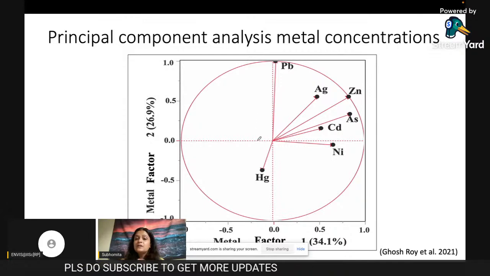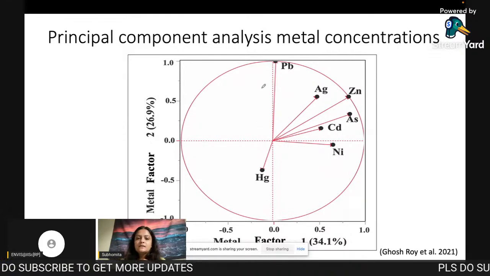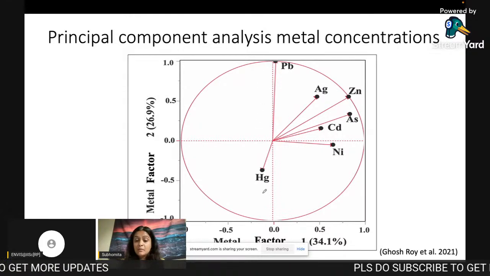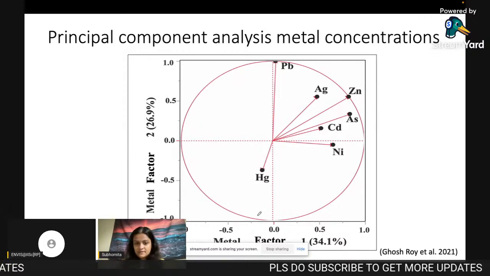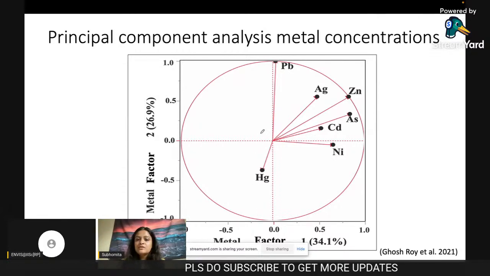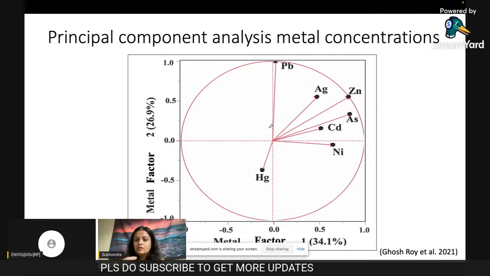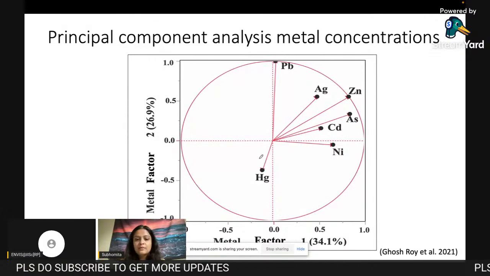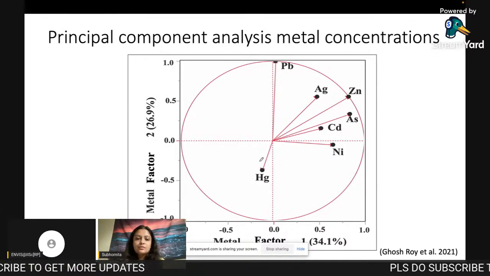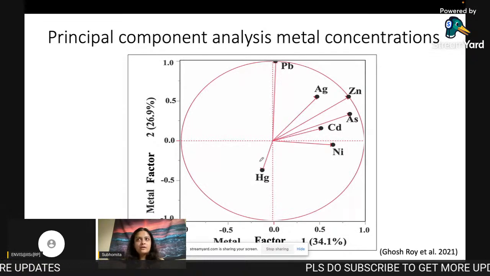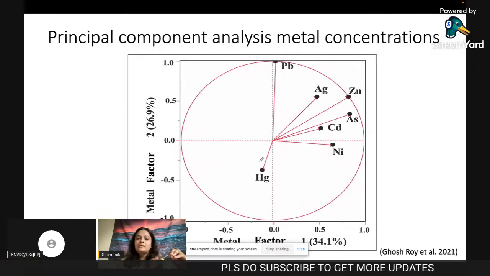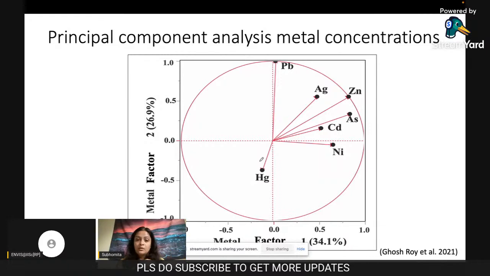But lead was actually present more, so that's why it is in the positive axis. Mercury was present very little, so its concentration is related to lead, but not as much. That's why it's in the negative axis. So mercury at the negative axis simply means that mercury was present there but at low concentration.